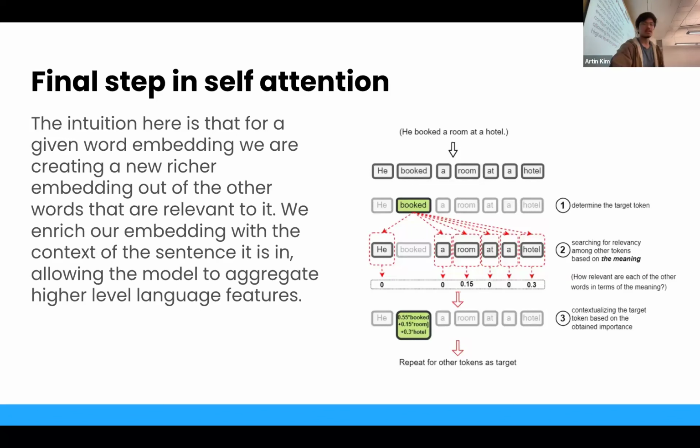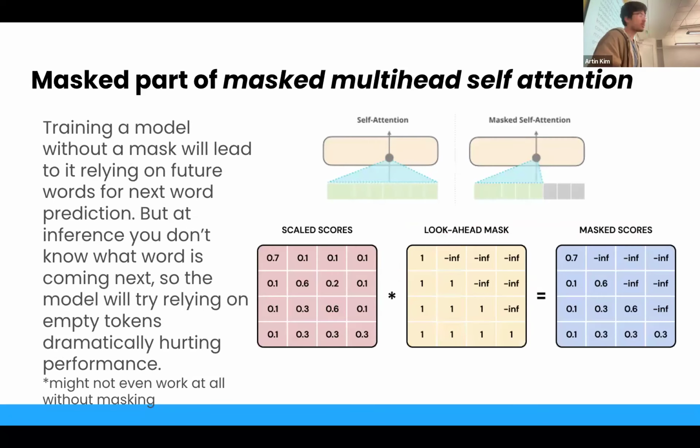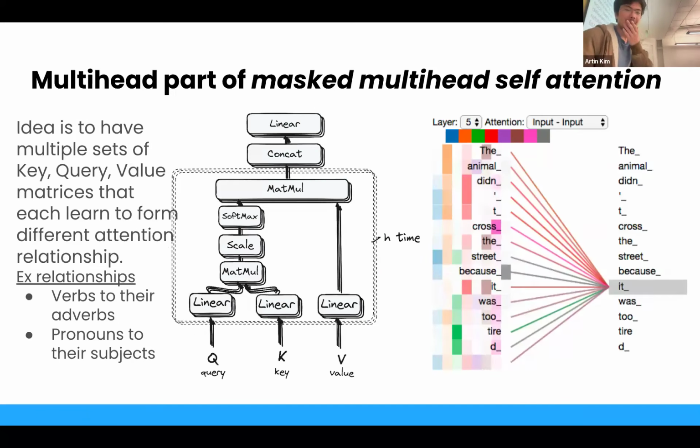So what you want to do is at training time, you want to mask the future words. If you're at this word in the sentence, you're not allowed to look at the future words. Or else at inference time, when you're actually generating, it will try to be like, hey, I'm gonna use the future word to predict the future word. And then it's like, wait, I don't have one. And then it'll just fail.